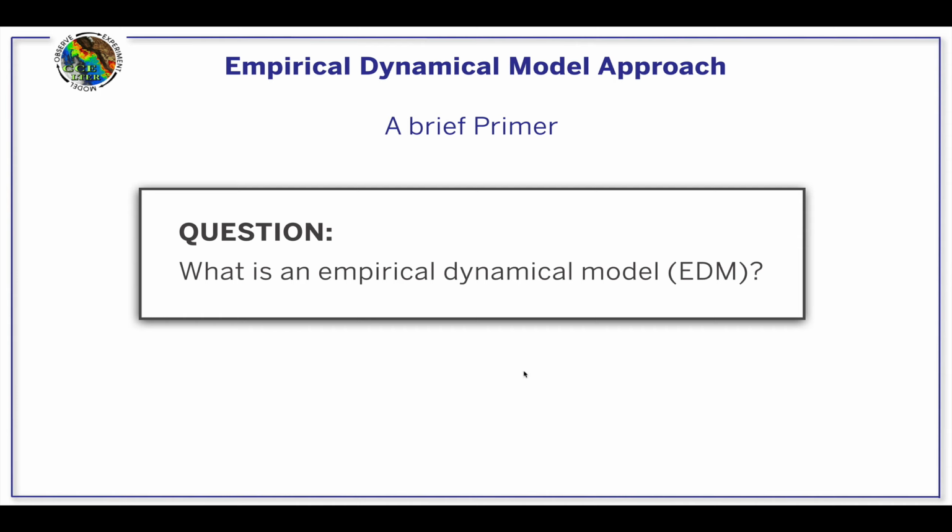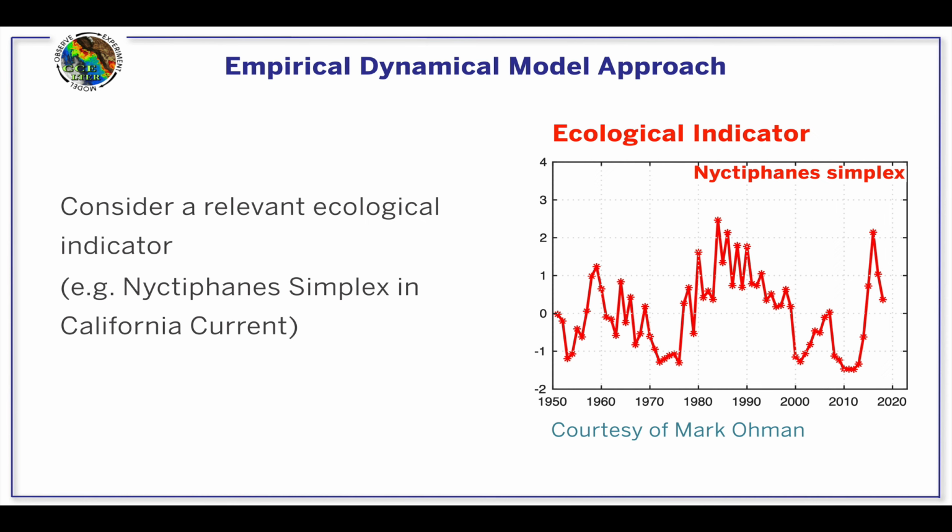So to get started, I want to provide a brief primer on what is an empirical dynamical model, why we refer to them as dynamical, and why they work. Now let us consider a relevant ecological indicator such as the Nyctiphanes simplex, courtesy of Mark Ohman at Scripps. This zooplankton is a foundational species for the California Current marine ecosystem.